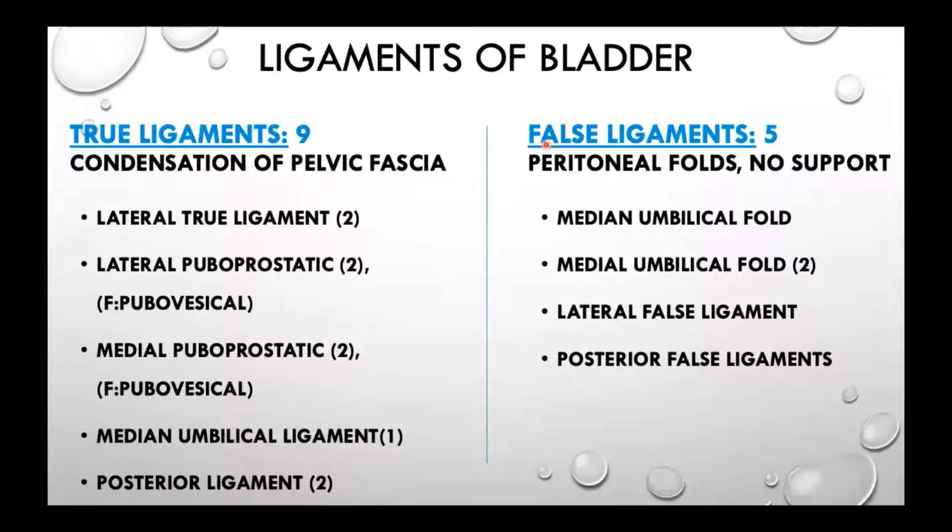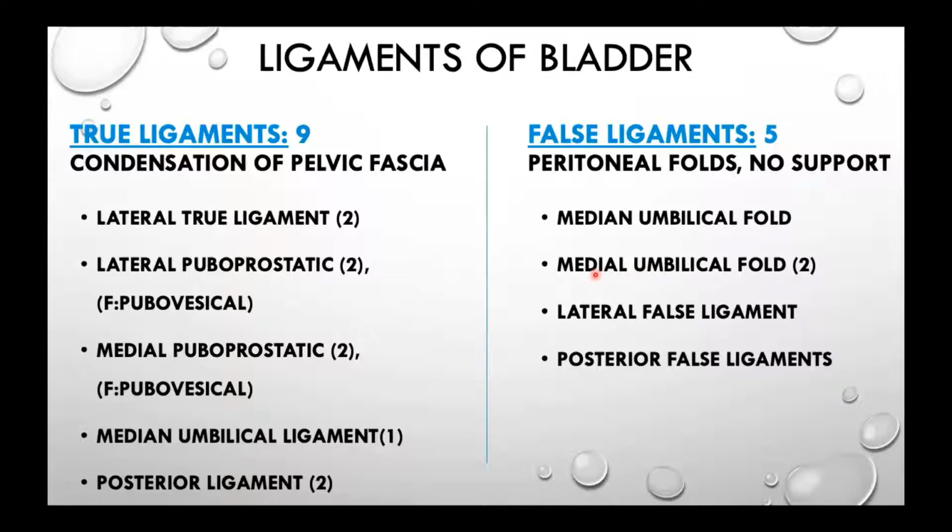Then the false ligaments are 5 in number, which are nothing but peritoneal folds, and they don't have any role in the support of the urinary bladder. The first one is the median umbilical fold, which is the layer of peritoneum covering the median umbilical ligament. And there are 2 medial umbilical folds. There is a difference: the median is along the midline, and the medial ones are on the sides, outside the median plane.